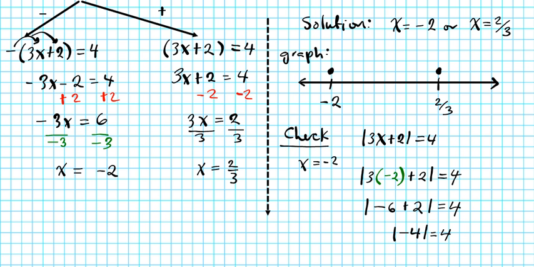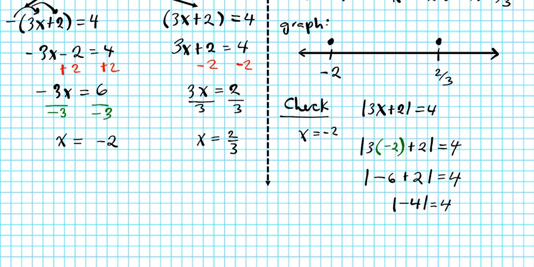Is the absolute value of -4 equal to 4? Absolute value of -4 is how many units -4 is from 0 on the number line. So absolute value of -4 is just 4. We have 4 equals 4. So that checks out perfectly.